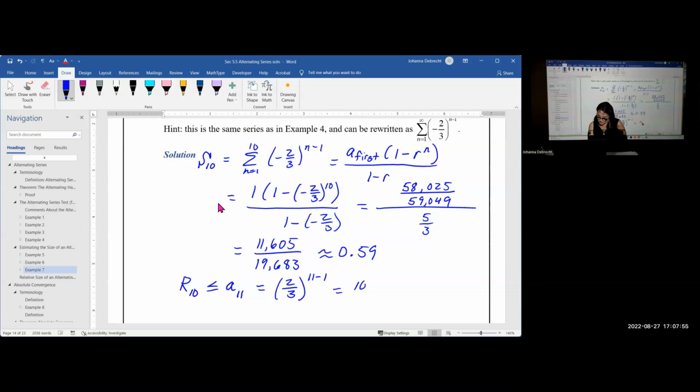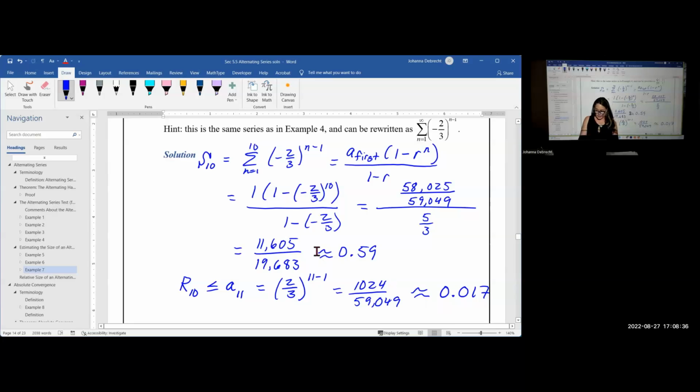This turns out to be 1,024 over 59,049. Note that that is the same denominator as up there. That's not accidental. This turns out to be roughly 0.017. In other words, I could be off by as much as 0.017, but no more than that. In fact, I'm off by less than that because I know the true value is 0.6, and I'm exactly 0.01 off. But again, this is giving us an upper bound on how far off we could be.